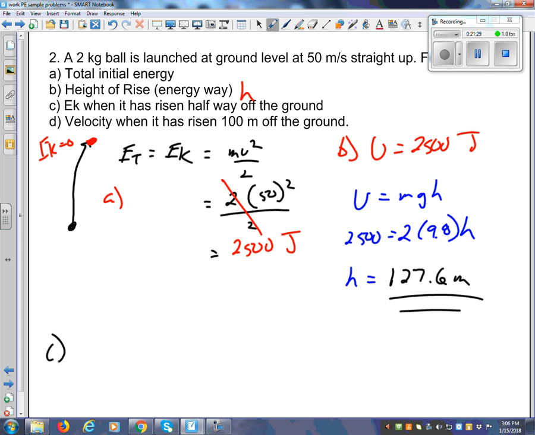Okay. Now, what about the kinetic energy when it's risen halfway? Now, let's make a prediction here. Halfway up, Mervyn, do you think it would be half of 2,500 joules? Feels like maybe, right? But that v squared bothers me. No, yes. Yes, we have no bananas. I don't know. We're going to take 127.6 and we're going to divide by 2 because it's halfway.